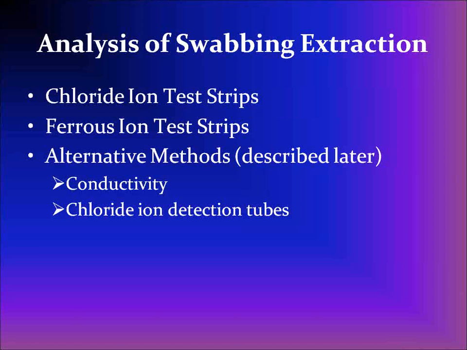Once the sample has been extracted from the surface using the swabbing methodology, there is a selection of methods that can be used to analyze the extract. I'll be discussing 2 primary methods, including chloride ion test strips and ferrous ion test strips. Note that the sample can also be analyzed for conductivity using a conductivity meter, or using chloride ion detection tubes. These latter 2 methods will be described later in this webinar when we're looking at alternative methods of extraction and analysis.